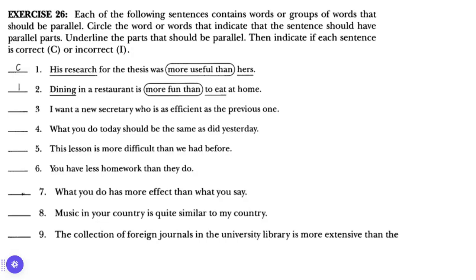Let's look at number two. We have dining in a restaurant is more fun than to eat at home. Even though the sentence might not sound bad, it is not parallel. And we must make sure that the sentence is parallel. Yes, so we have here dining. So this should be eating at home.